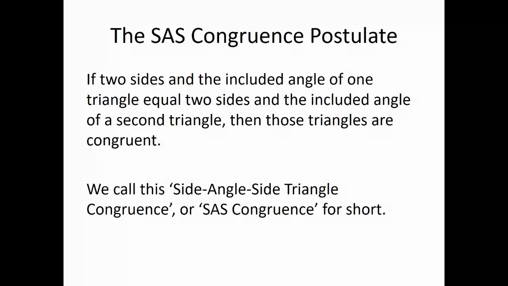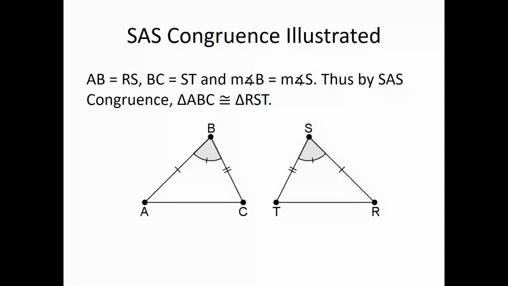And the first of these shortcuts to triangle congruence is the so-called SAS, triangle congruence postulate. And the SAS stands for side angle side. And what it says is this: if 2 sides and the included angle of one triangle equal 2 sides and the included angle of a second triangle, then those triangles are congruent. And note that by included angle, we mean the angle in between. Okay. Now, of course, you would like to have a picture for this, and here it is.